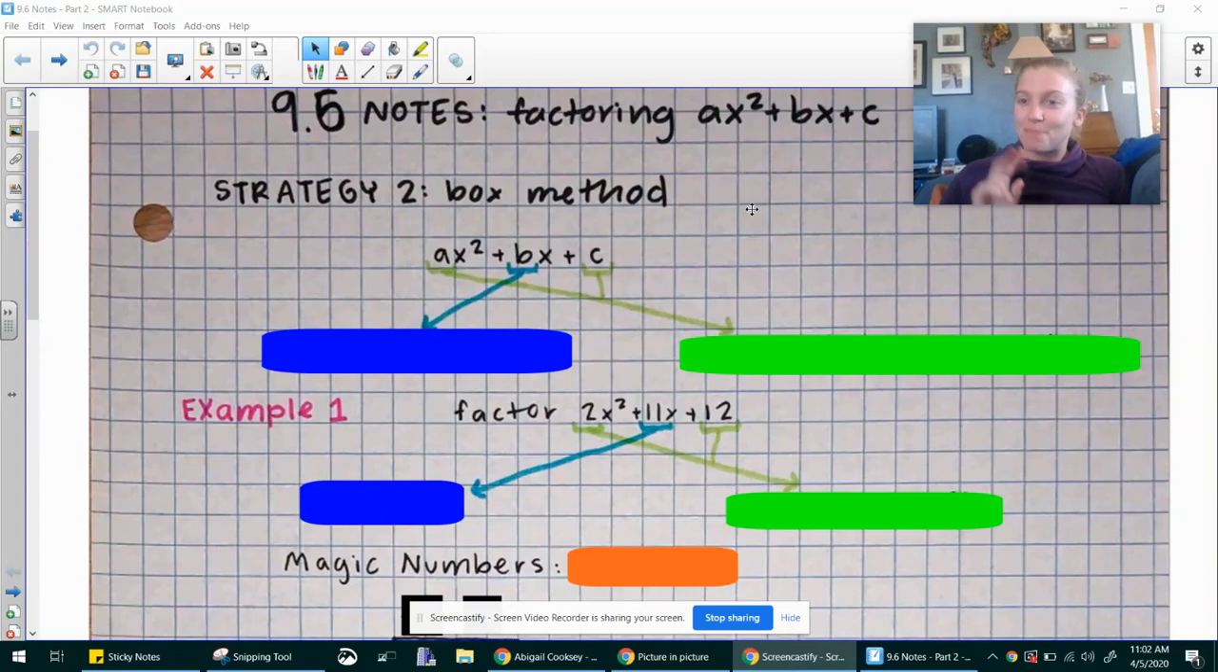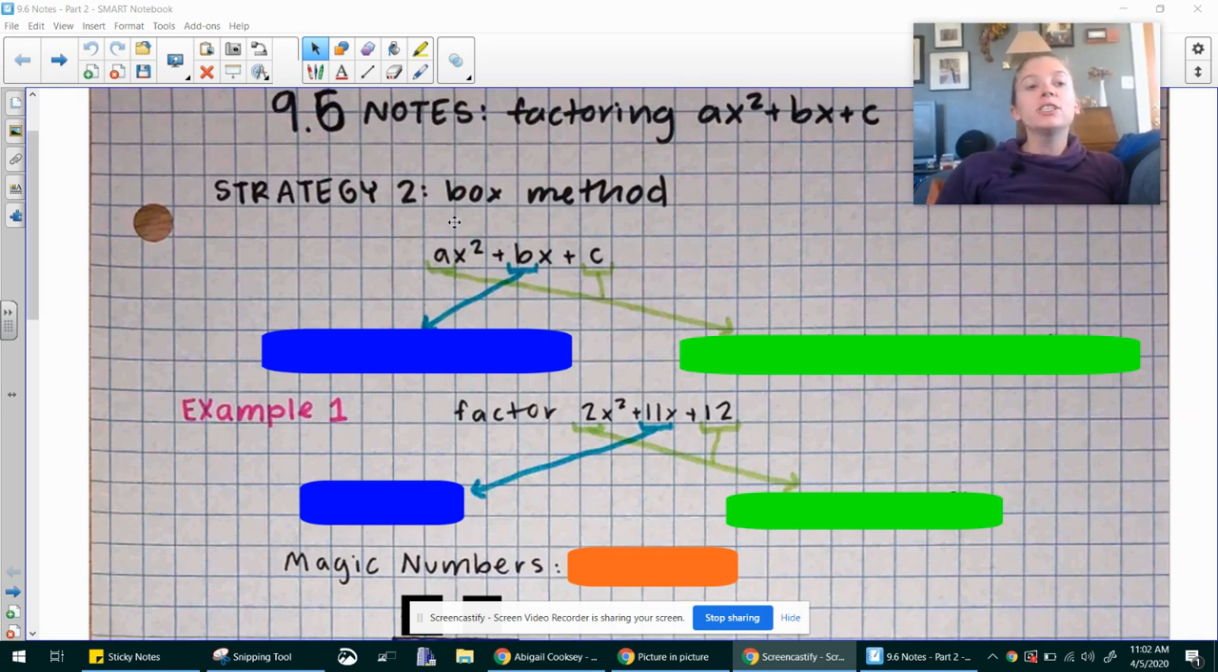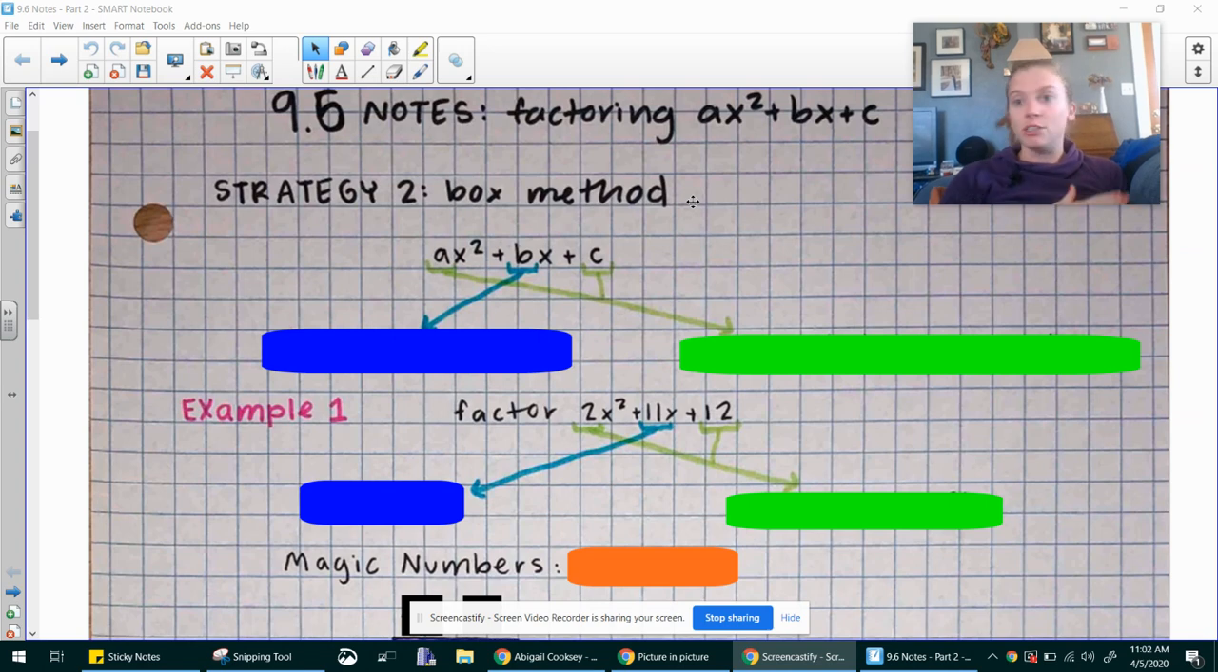Hi everybody, so this is part 2 of our 9.6 notes, factoring ax squared plus bx plus c. We're going to learn a second strategy to factor called the box method. Once you know both strategies, you can pick the one you want to use and use it forever. You don't have to memorize both. Pick the strategy that makes the most sense to you.